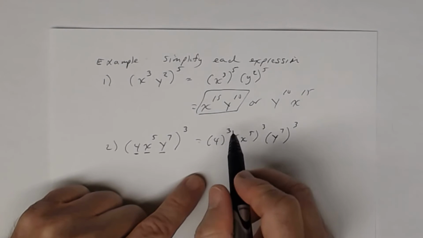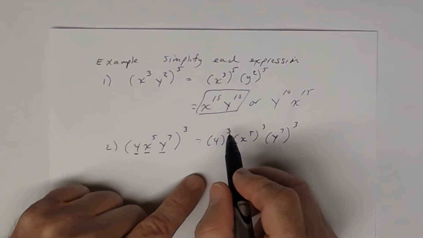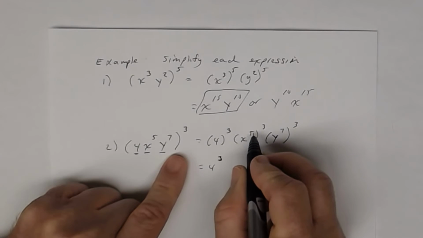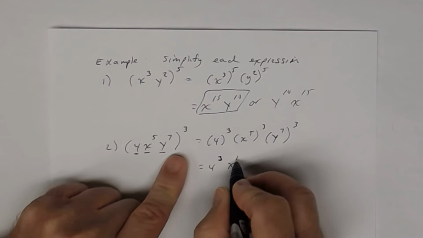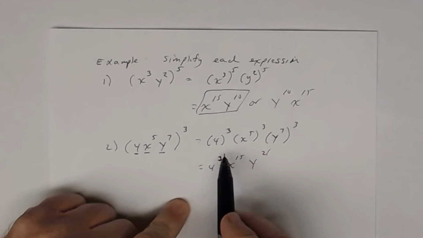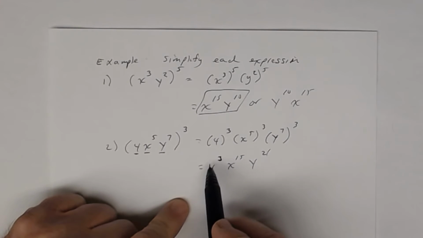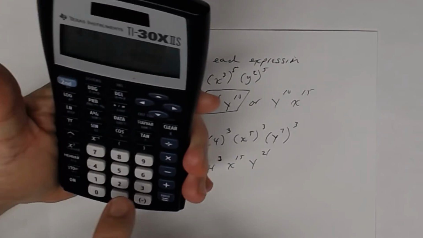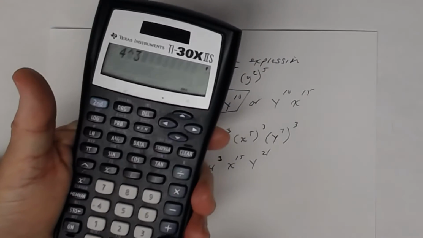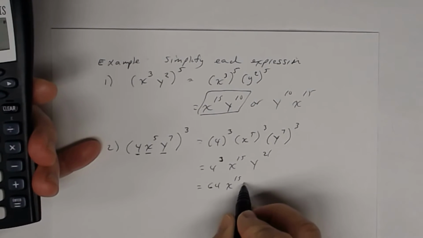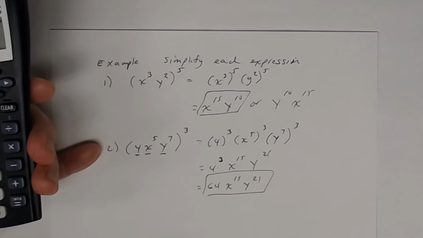And now I can use the power rule. So this is 4 to the 3rd. This is x to the 5 times 3 is 15, so x to the 15th. And then 7 times 3 is 21, y to the 21st. Now, you need to take your calculator out because you can't leave this as it is, because we can easily find what 4 to the 3rd power is. So use your calculator. 4 raised to the 3rd is 64. So you get 64, x to the 15th, y to the 21st. And there's your answer.